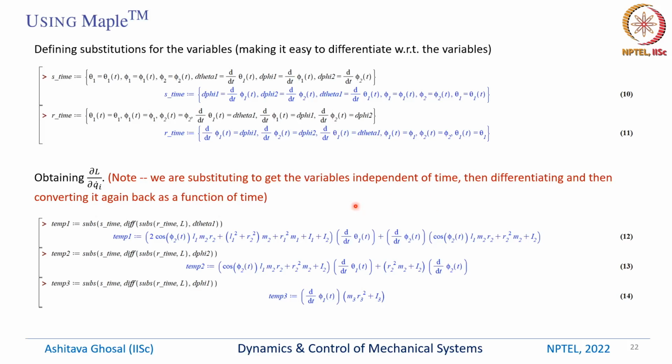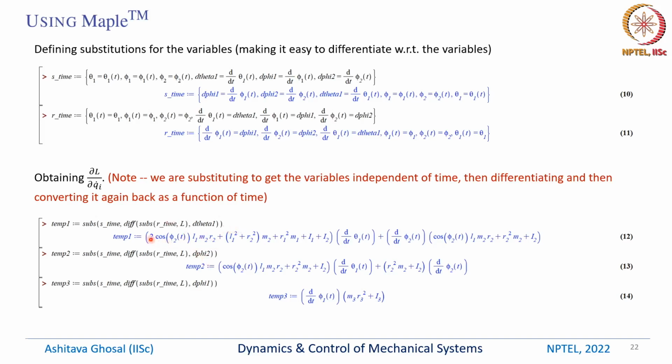Qi dot itself is inherently a function of time, but we don't want to differentiate with respect to time. We want the partial derivative of the Lagrangian with respect to qi dot. Later on we can always go back and substitute to find it as an explicit function of time. So we have these two variables, temp1 and temp2. Temp1 is the Lagrangian differentiated with respect to theta 1 dot, and temp2 is the Lagrangian with respect to phi 2 dot.